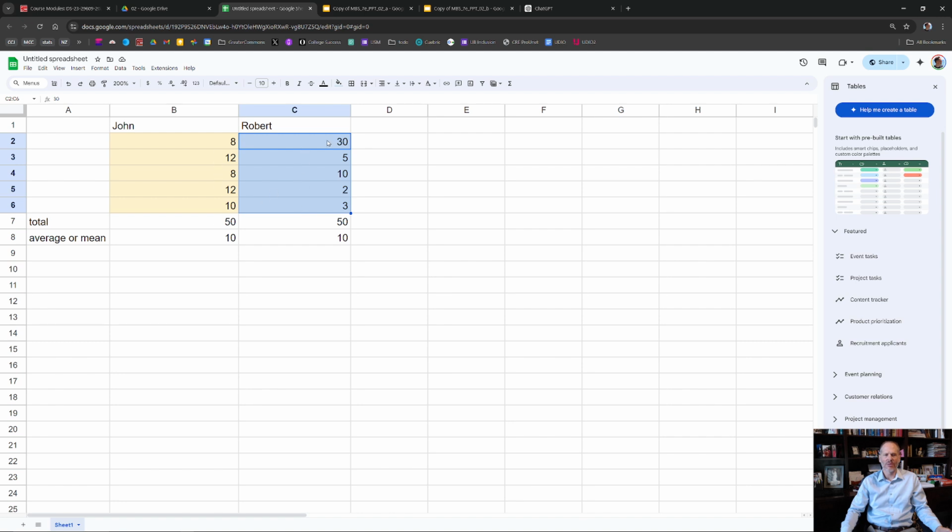So this person has more variability, more variance. The data here varies more. It varies more around this measure of central tendency, around the mean. The data varies more here for Robert than for John.